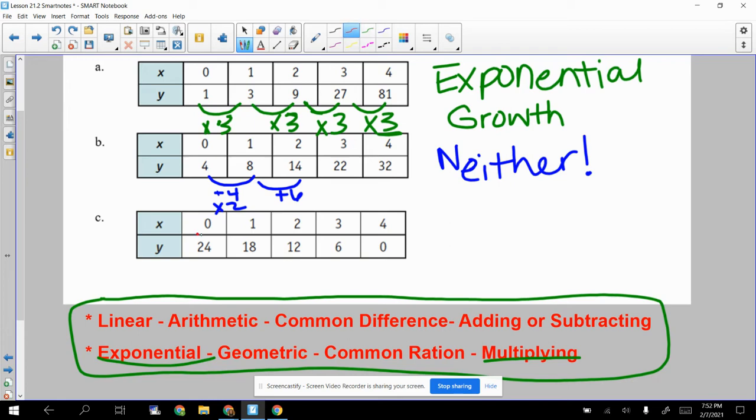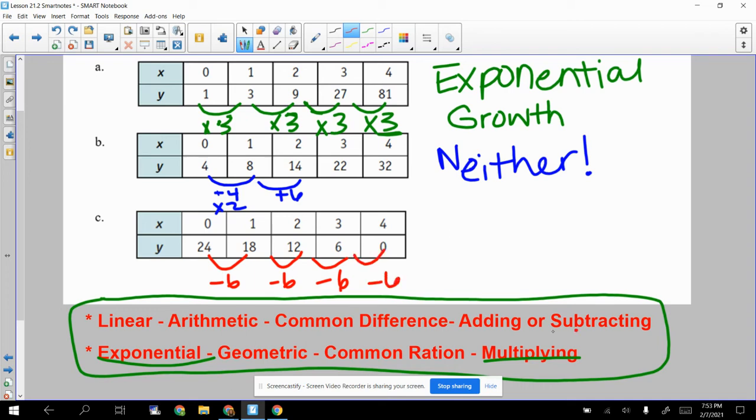And then last one, again, our x values 0, 1, 2, 3, 4, so we know we're good to go there. But what might be happening here? You're trying to see the pattern. From 24 to 18, it doesn't look like we are dividing by anything. It looks like 24 to 18, you're subtracting 6. 18 to 12, also subtracting 6. Also subtracting 6 here. And then 6 to 0, also subtracting 6.